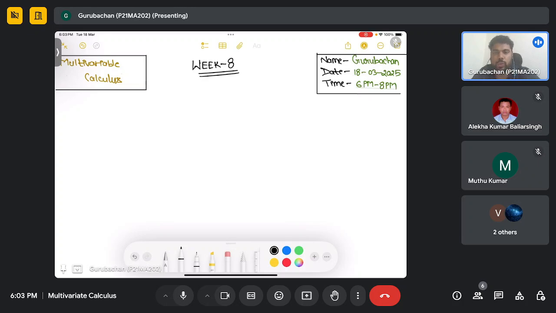In this particular tutorial, we will do some illustrations that are based on Green's theorem, surface integral, surface area, divergence theorem of Gauss, and Stokes theorem. Okay. So let me write the first one.